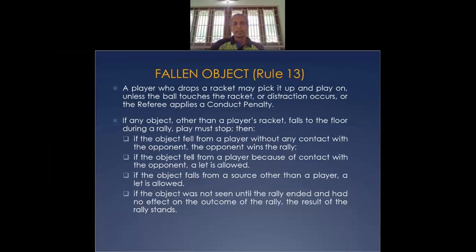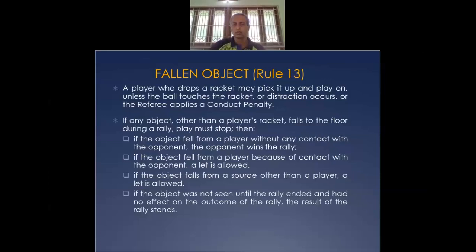If the object falls from a source other than a player, it is a let. Sometimes a piece of paint might peel from the wall and fall down, or an external object, a ball from the other court, might come and fall in. All those things fall for a let. So anything other than the players falls, other than the player's person or from the equipment of the player, then it is a let.